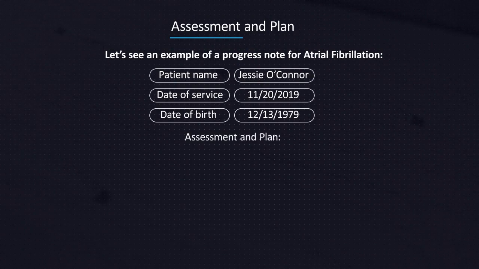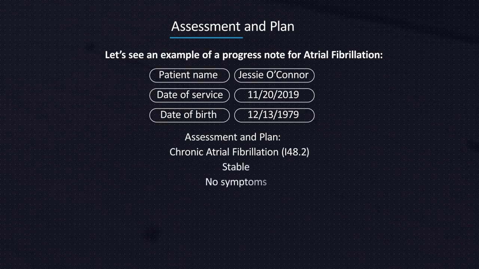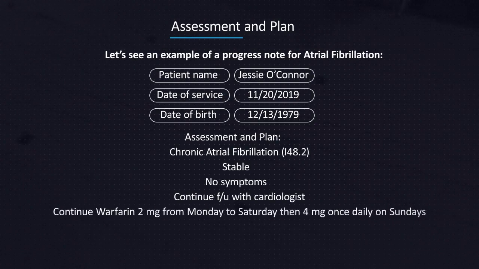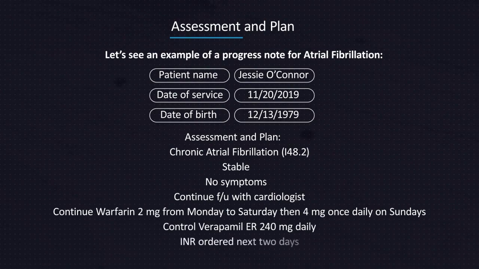Assessment and plan: Chronic atrial fibrillation, I48.2. Stable. No symptoms. Continue follow-up with cardiologist. Continue warfarin 2 mg from Monday to Saturday, then 4 mg once daily on Sundays. Control verapamil ER 240 mg daily. INR ordered next 2 days. Follow up in 1 month.